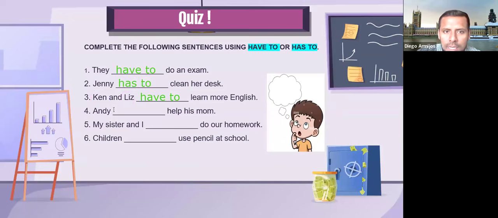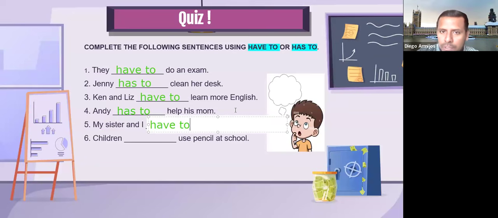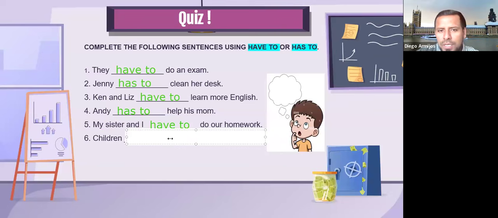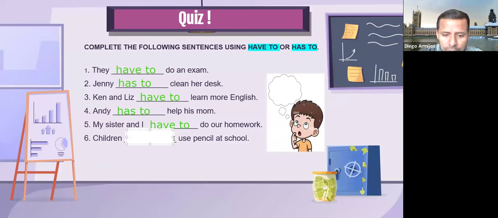What about Andy? Andy, it's only one person, okay? Only one person, so that is why we have to use has to. Andy has to help his mom, okay? My sister and I. How many people do we have here? Two people, my sister and I. So there are two people here. That's the reason why we have to use have to, because it's plural. And finally, children. What do you think about this? Children, is it singular or plural? Children, in this case, it's plural. It's referring to many kids, many girls, many boys, etc. Okay, that is why we're gonna use have to, because it's plural.